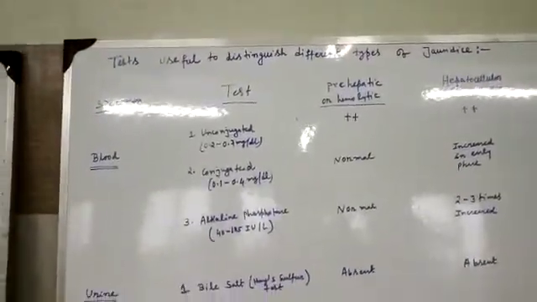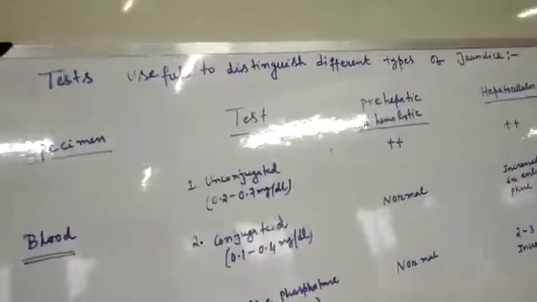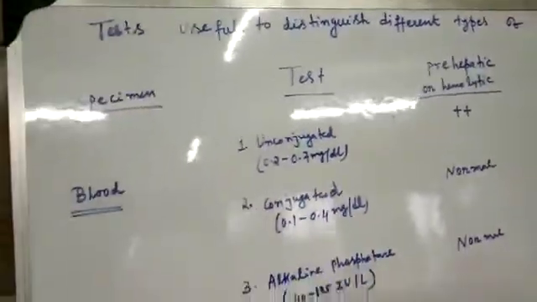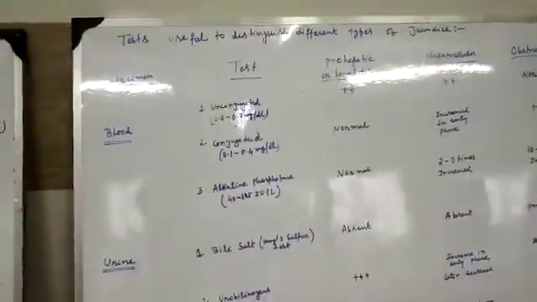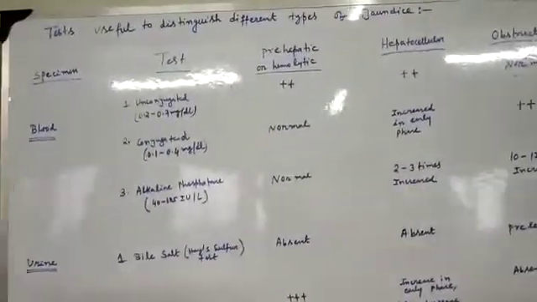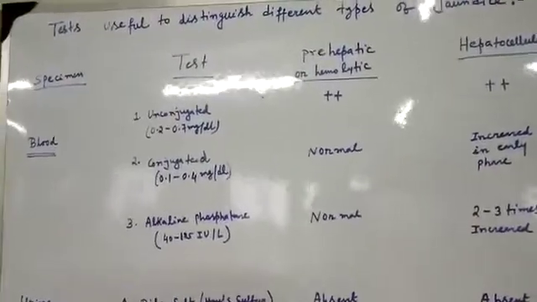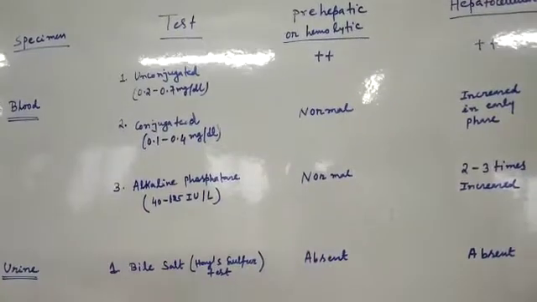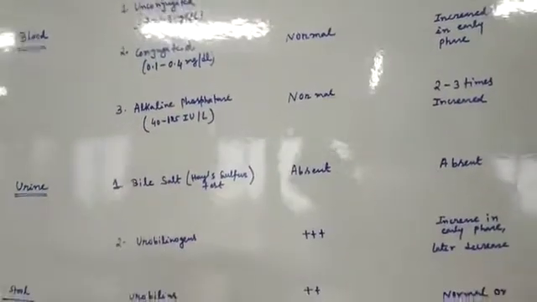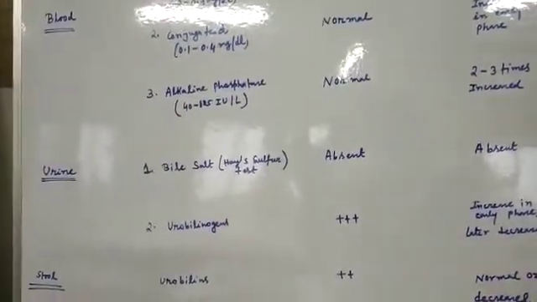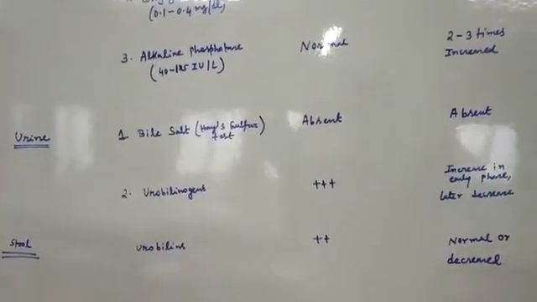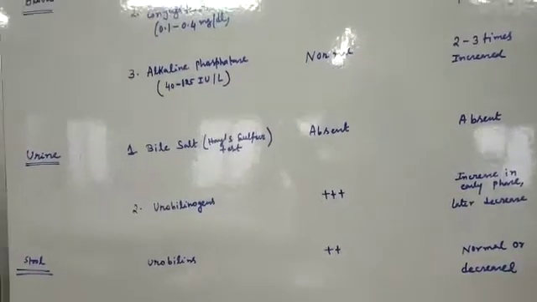Next, we have to know about the tests we have to perform to distinguish different types of jaundice. Certain tests we have to perform. Number 1, blood test. Among the blood tests, we have to perform unconjugated and conjugated bilirubin, alkaline phosphatase. In the urine part, we have to perform bile salt, Hay's sulfur test, urobilinogen estimation. And in the stool test, we have to estimate urobilin.